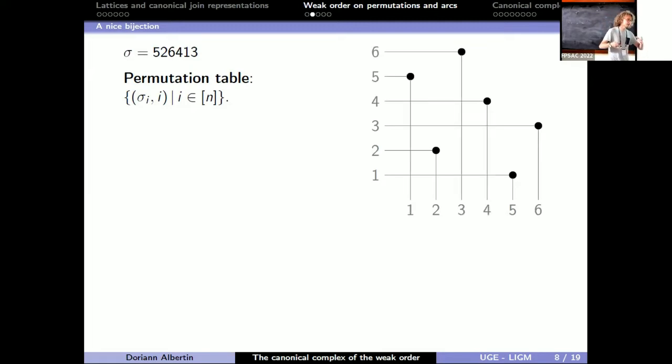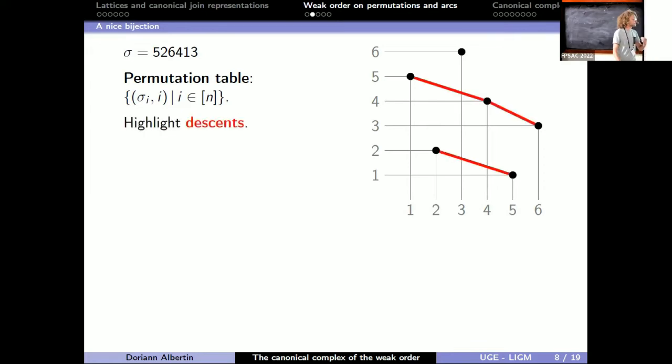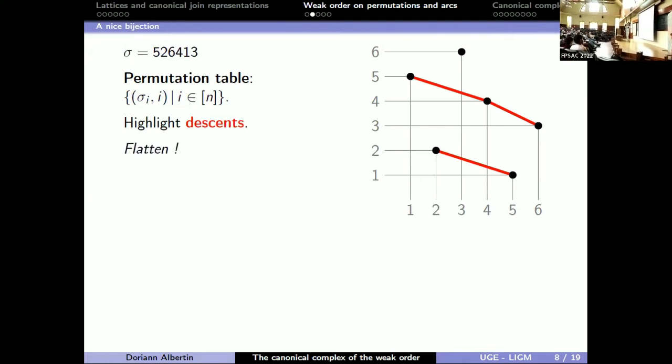Now that you got this, you need to highlight the descents of the permutation. As you go up in this permutation table, whenever you go left, you want to highlight this with a red segment. And now here's the magical trick. You got to flatten the picture. So you take the picture, you press on it vertically. Okay. Yeah, flatten too hard. So you flatten it as hard as you can, and I can't do that anymore.